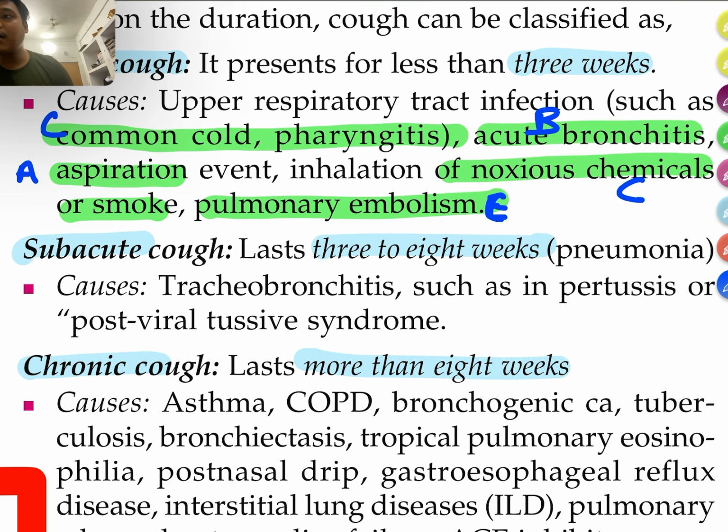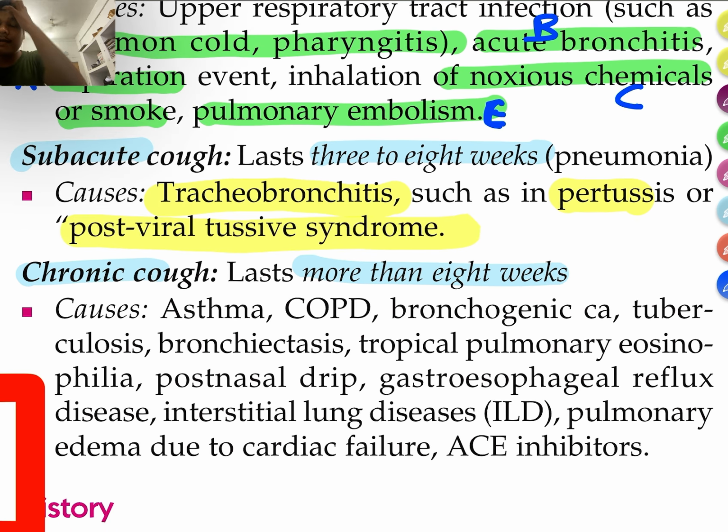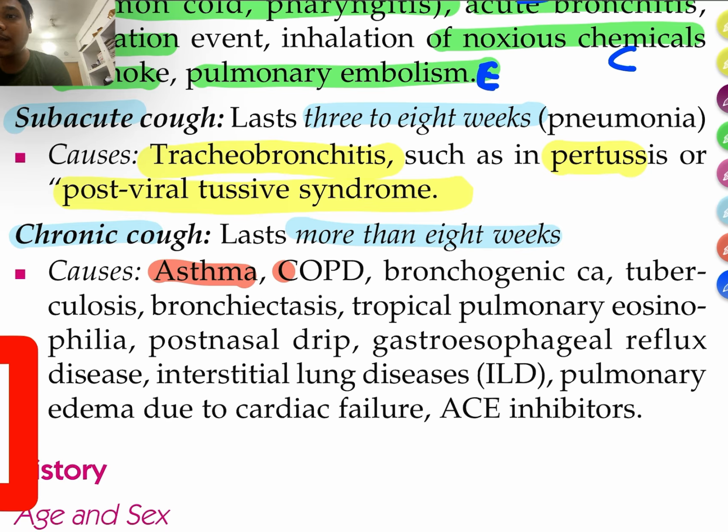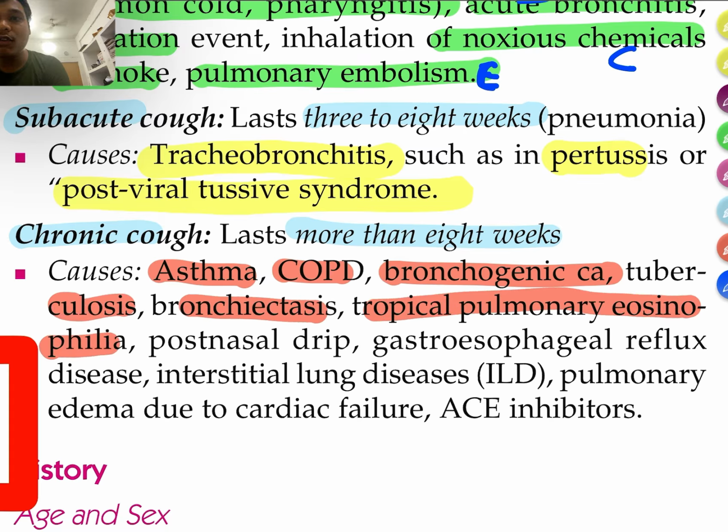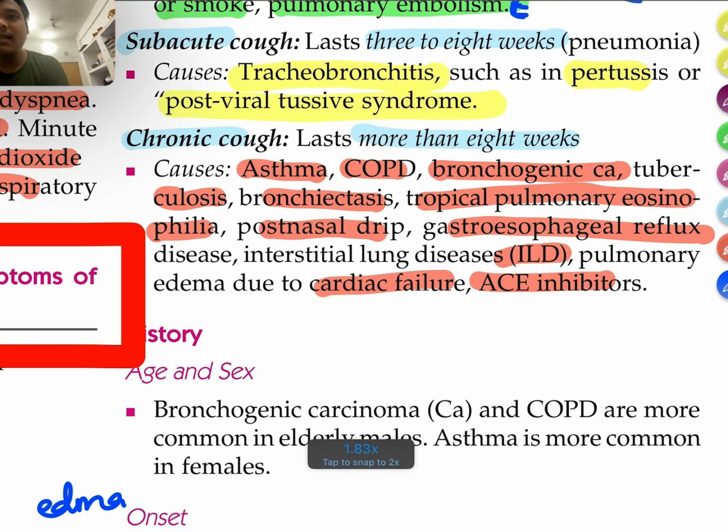Next is subacute cough. Subacute cough is seen in tracheobronchitis, pertussis, and post-viral tussive syndrome. Chronic cough is seen in patients with asthma, COPD, bronchogenic carcinoma, tuberculosis, bronchiectasis, tropical pulmonary eosinophilia, postnasal drip, GERD, interstitial lung disease, pulmonary edema or cardiac failure, or ACE inhibitor use. These are what we will see with chronic cough.